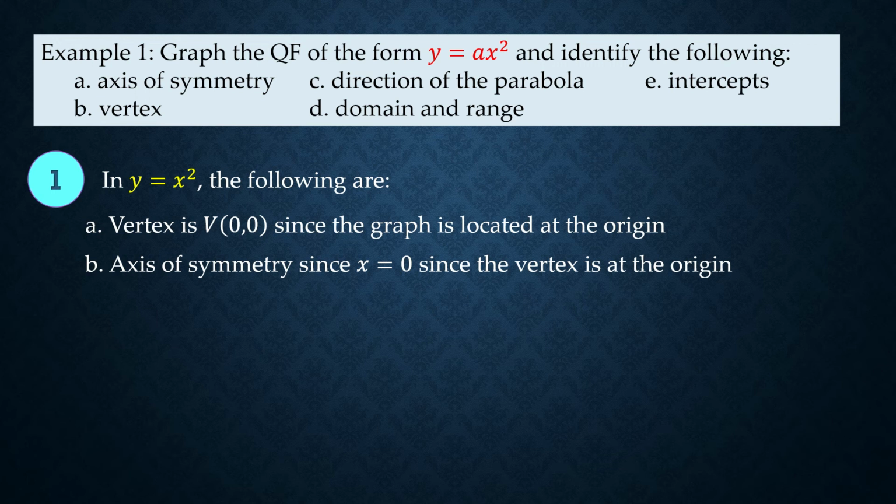Dili na value sa y-axis no, dili man ang y-axis ang value sa axis of symmetry kundi ang value sa x. And since our vertex is 0, 0, our h there is 0, so therefore ang atong axis of symmetry is x equals 0 or h equals 0.